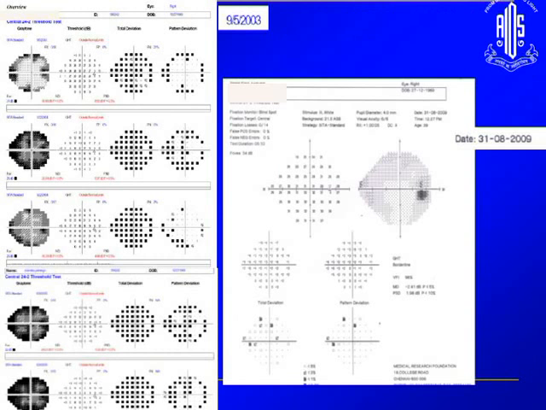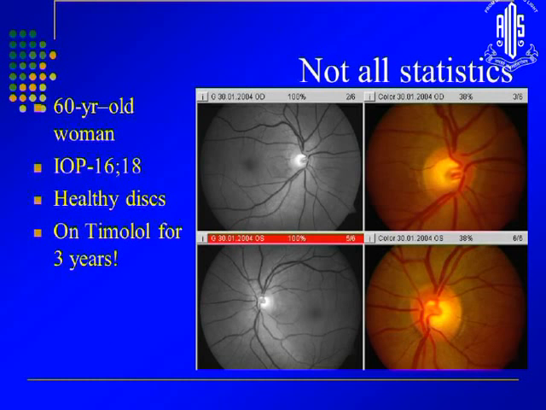Some people may have a very prolonged learning curve. The test was done in 2003, and over a period of 6 years, the patient performs inconsistently. He has a healthy optic disc, and finally in 2009, he gives fairly normal visual fields. These are all artifactual. However, we have talked a lot about statistics. Everything is not about statistics.